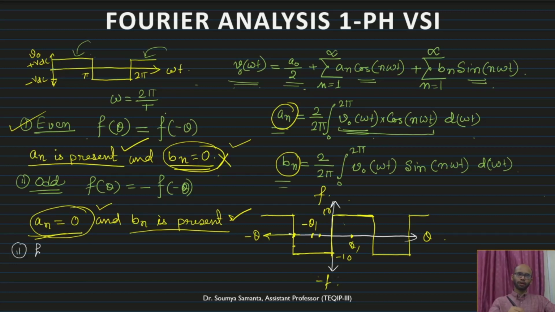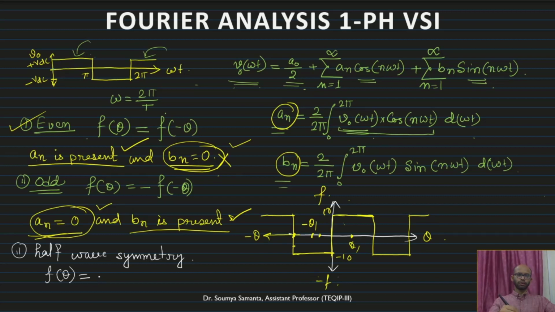They are called half wave symmetry. Half wave symmetry. What happens in this case? If f of pi plus theta is equal to minus of f of theta, and this condition is satisfied, then we can say that this is half wave symmetry.